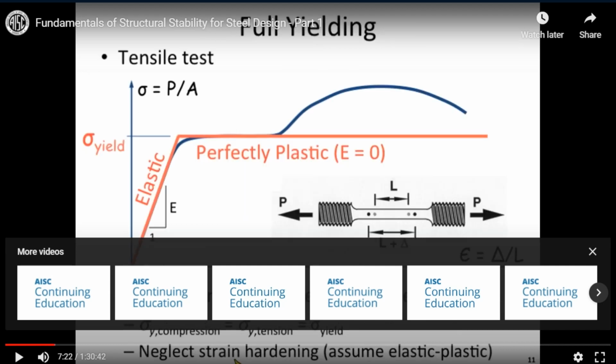Another thing here in our stress strain diagram, the actual stress strain diagram of steel, we can trace it here. Right?